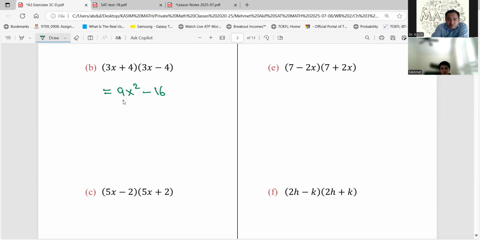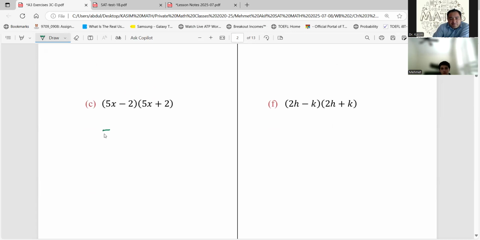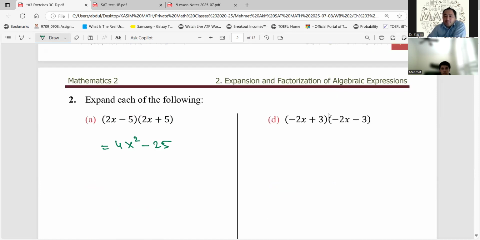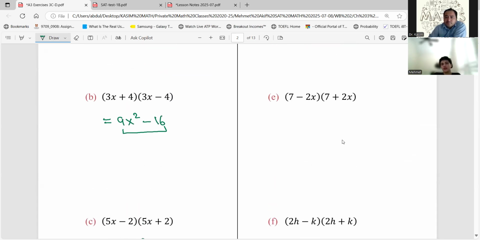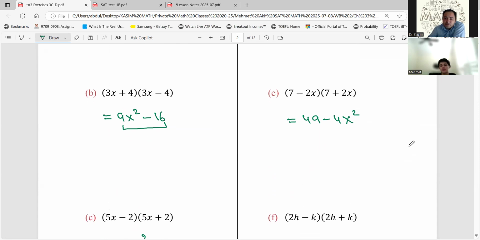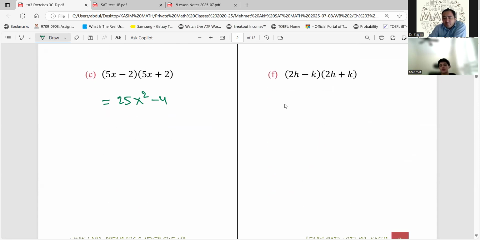How can I write this expression in factored form? That means we have to factor this. That's a bit challenging, but fine. Next, part (c): 25x squared minus 4. Good, let's do it at this speed. Next, part (d): 4x squared minus 9. Next, 49 minus 4x squared. Next, part (f): 4h squared minus k squared.